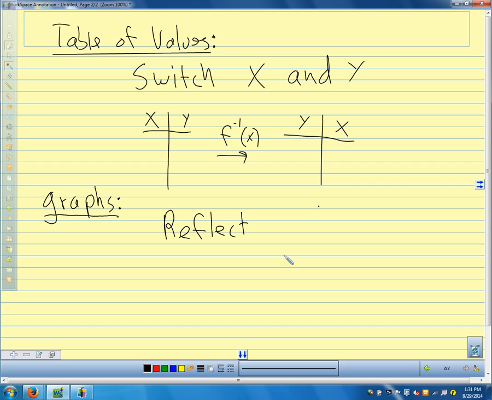It reflects. Wait, what did you say? Not over the x or y axis, so it involves a reflection over a line. Not over the y axis. The y equals x. There we go. The line y equals x. Is that what you were going to say? They reflect over the line y equals x.